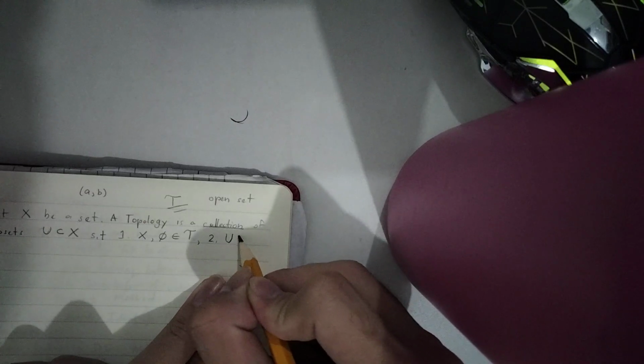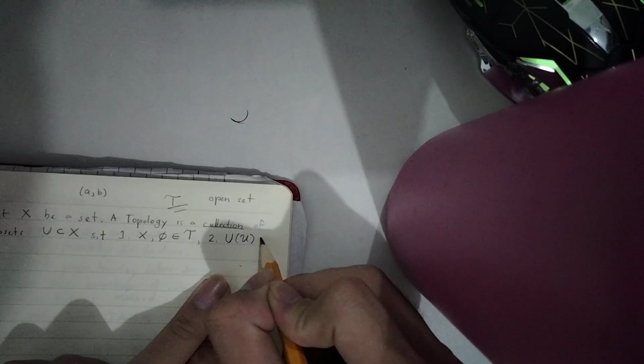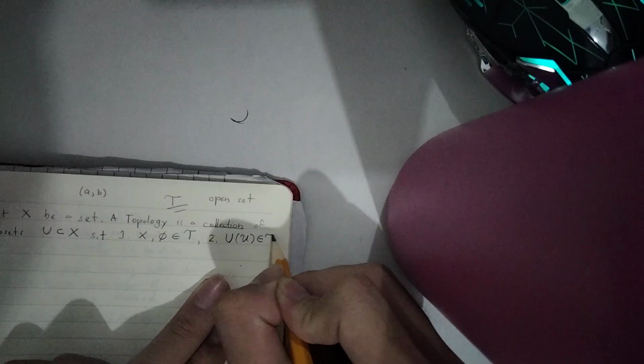So arbitrary unions of open sets are open. We denote by this symbol that the union of any of these sets inside X is inside the topology.